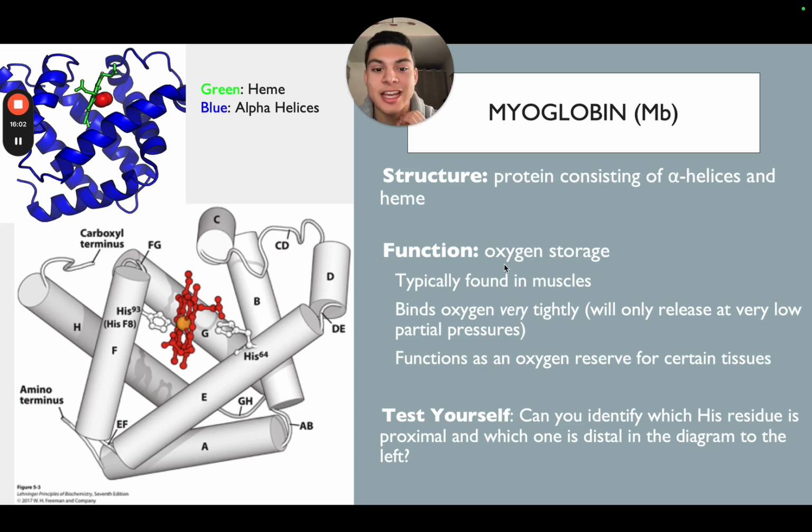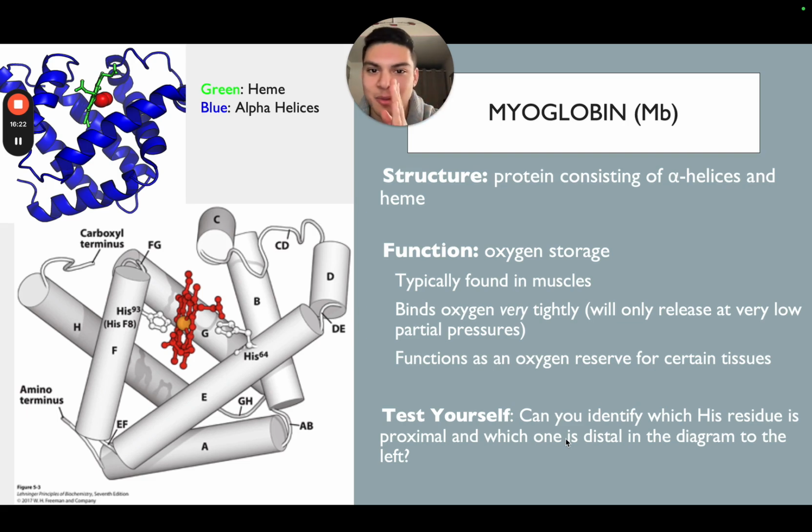And it binds oxygen extremely tightly and will only release at very low partial pressures. We'll see the curves and how it relates, but remember, it's the oxygen storage protein. And again, it functions as oxygen reserves for certain tissues. And a little test for yourself: can you identify which His residue between these two is proximal and which one is distal in the diagram to the left?